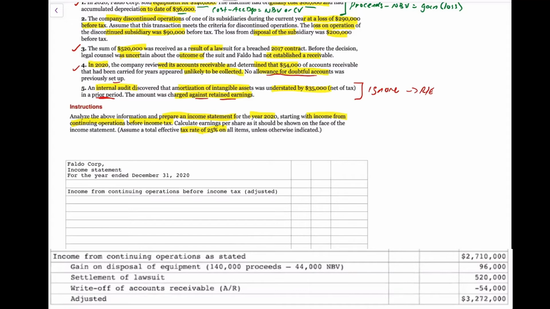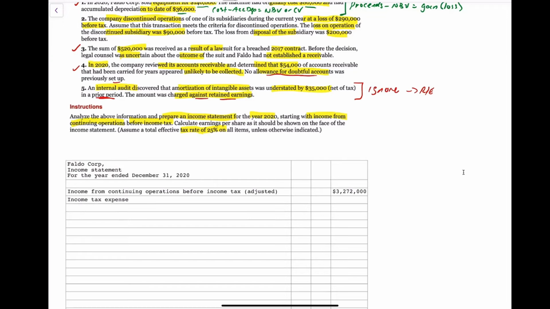So we could say that we have our final adjusted income, and that's going to be 372,000. So we have income from continuing operations before income tax, and we've made our adjustment. So that's our starting point. What's the next line? The amount of tax. The taxes, income tax expense, right? Because that item was before tax. And what is our income tax expense?